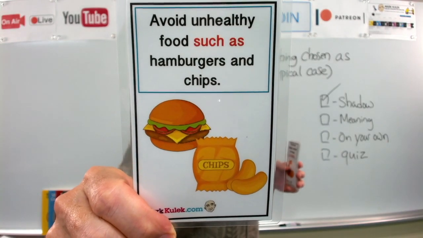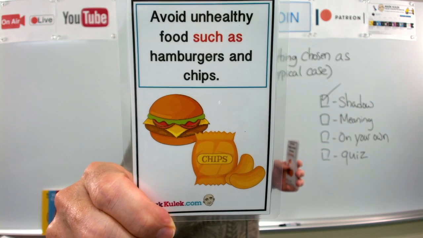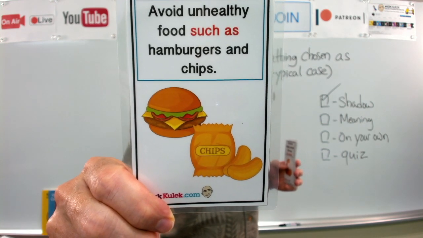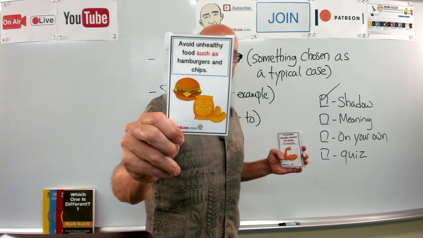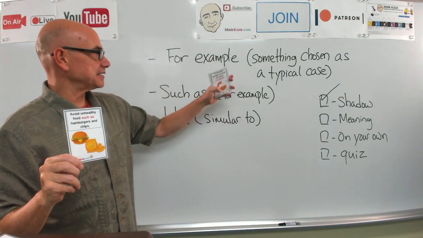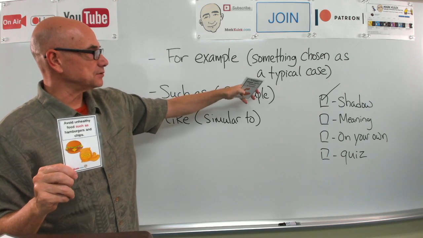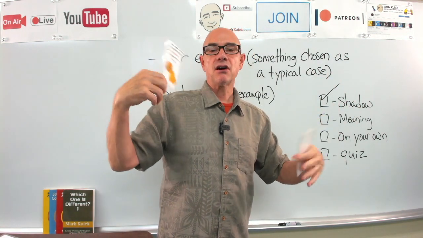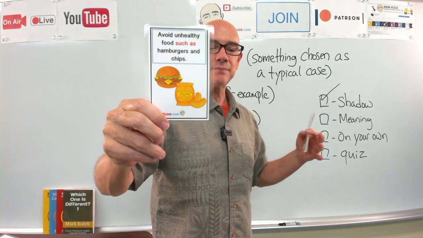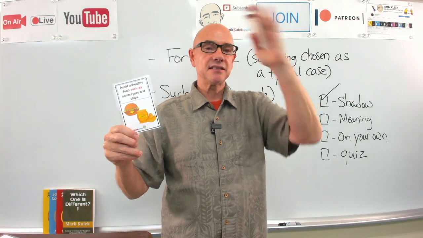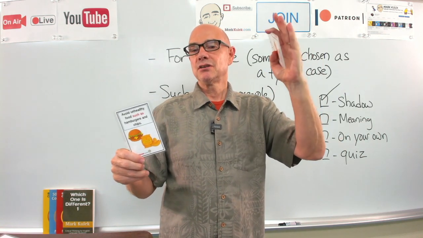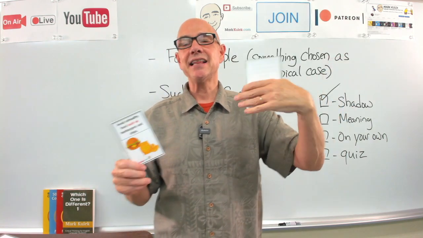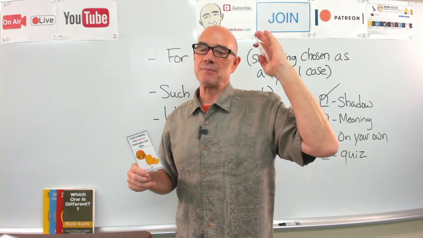Avoid unhealthy food such as hamburgers and chips. Okay, so "such as" means for example, a typical case. Of course, we know hamburgers and potato chips are not good for you, right? Avoid means don't, stay away. Stay away from hamburgers and chips. Well, don't eat them too often. I like hamburgers. I like potato chips, but don't eat them every day.